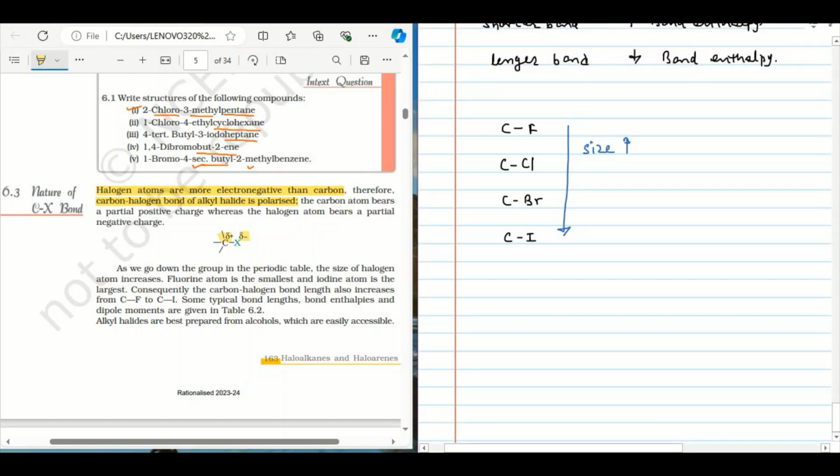So we can write, when you compare the bond length of carbon fluorine, carbon chlorine, carbon bromine and carbon iodine, bond length increases. So we can write here bond length increases. And as we have discussed, bond length is inversely proportional to the bond enthalpy. So when you compare between them, you will see bond length increases, that's why bond enthalpy decreases.